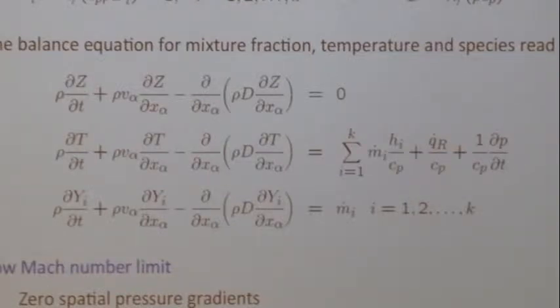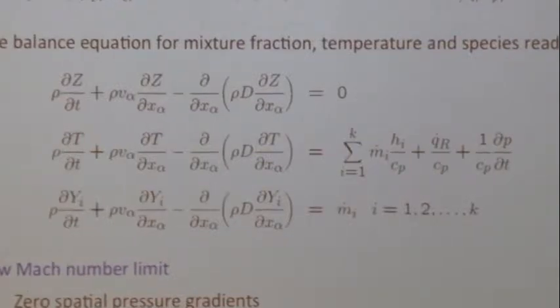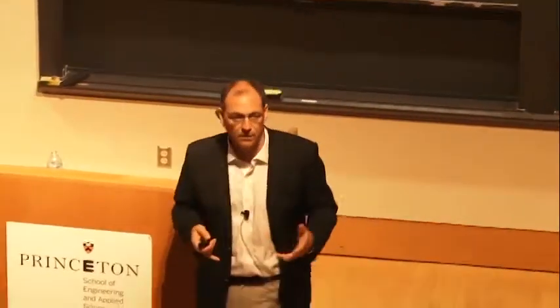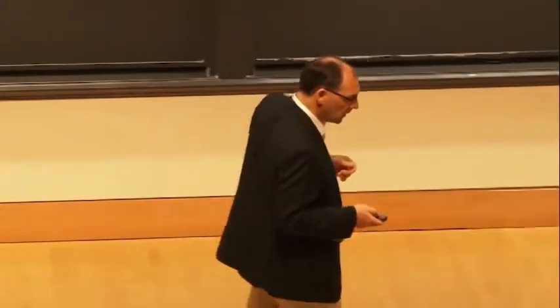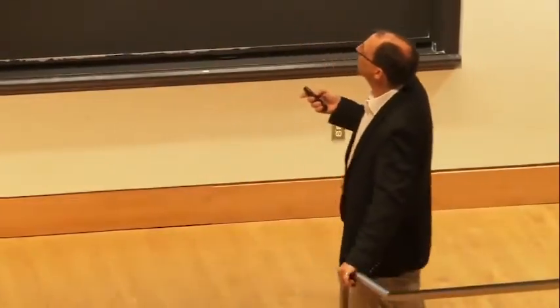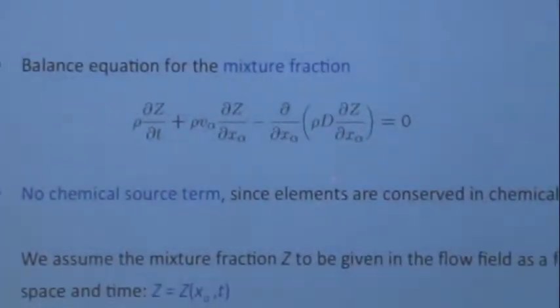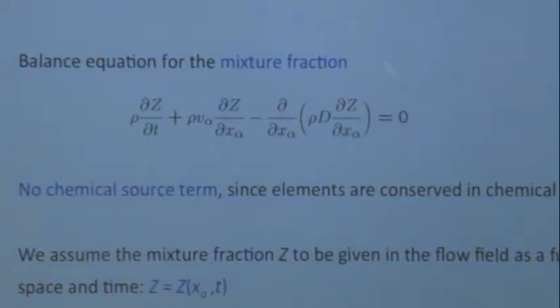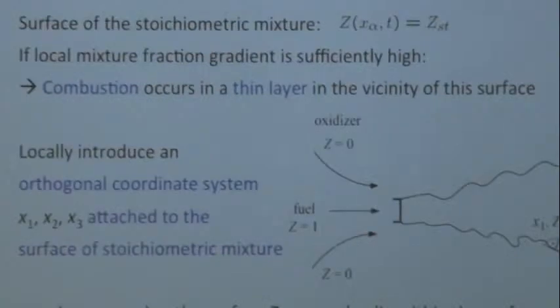Okay, so here we also want to consider now mixture fraction. You see mixture fraction has the same terms here on the left-hand side. On the right-hand side, it has no chemical source term. That makes perfect sense because the mixture fraction is kind of like the equivalence ratio, and the equivalence ratio, of course, doesn't change with chemical reactions. So this is the set of equations we have. And again, this has no chemical source term.